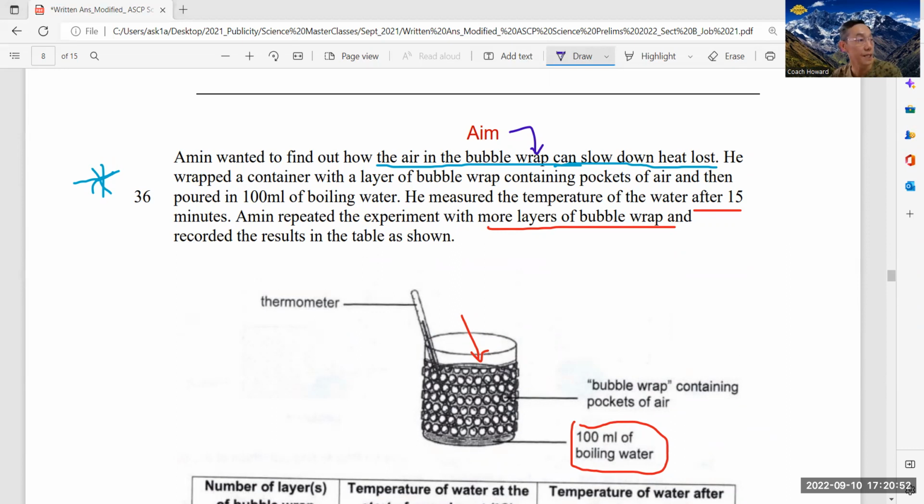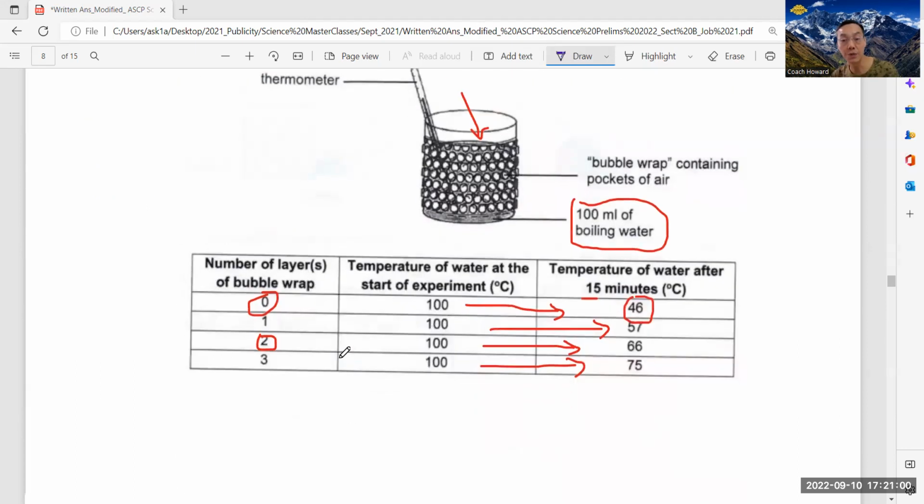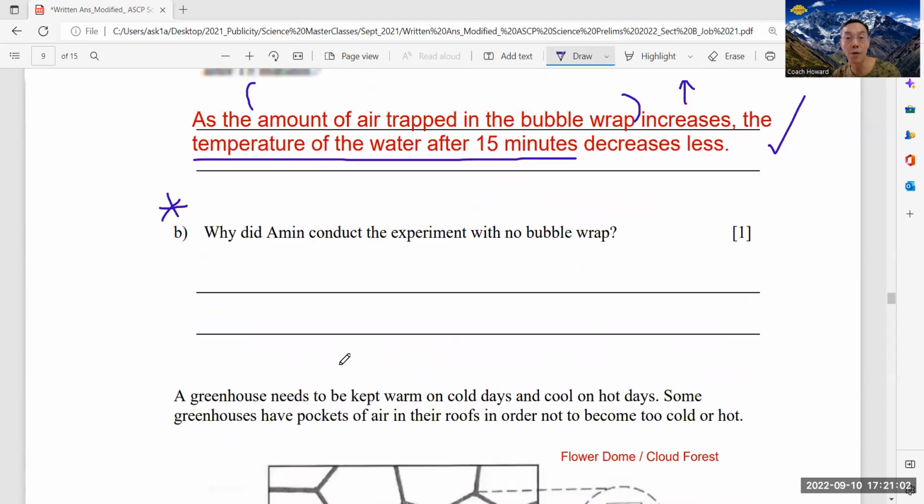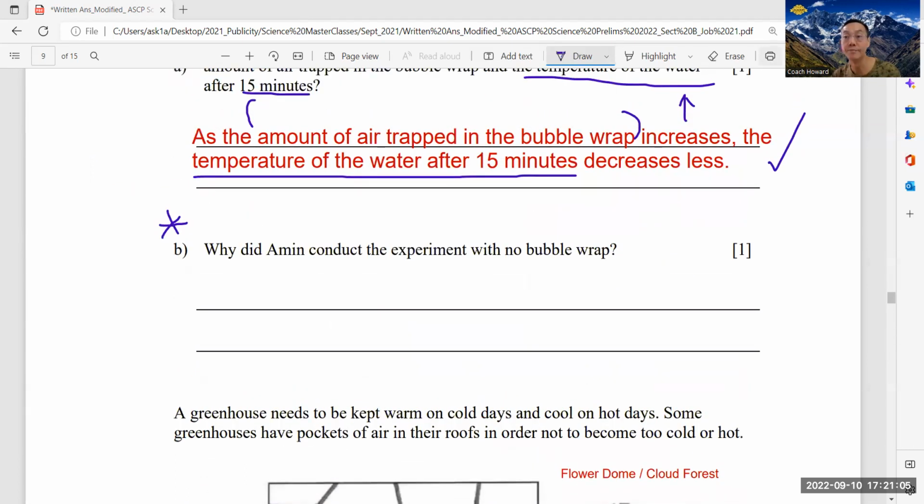So firstly, you must say it acts as a control setup to compare and confirm. This is a new phrase that I like to teach you: to compare and to confirm. Let me put the answer here.